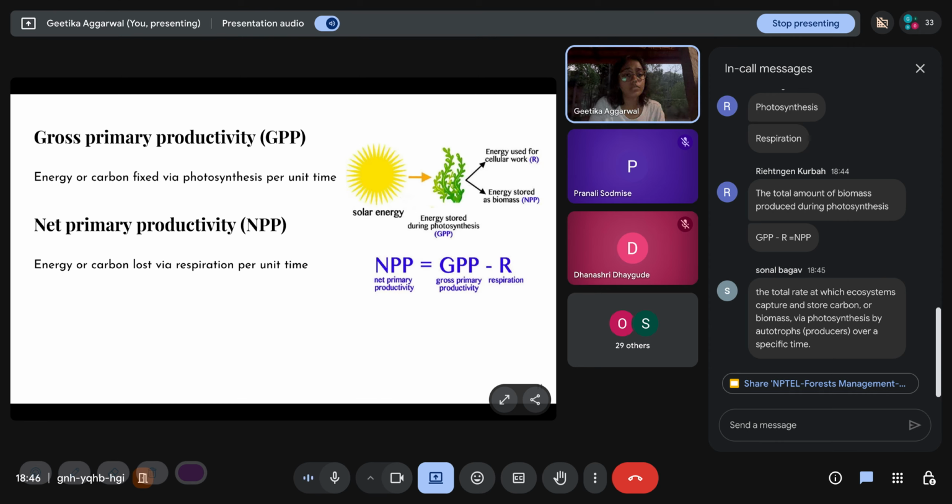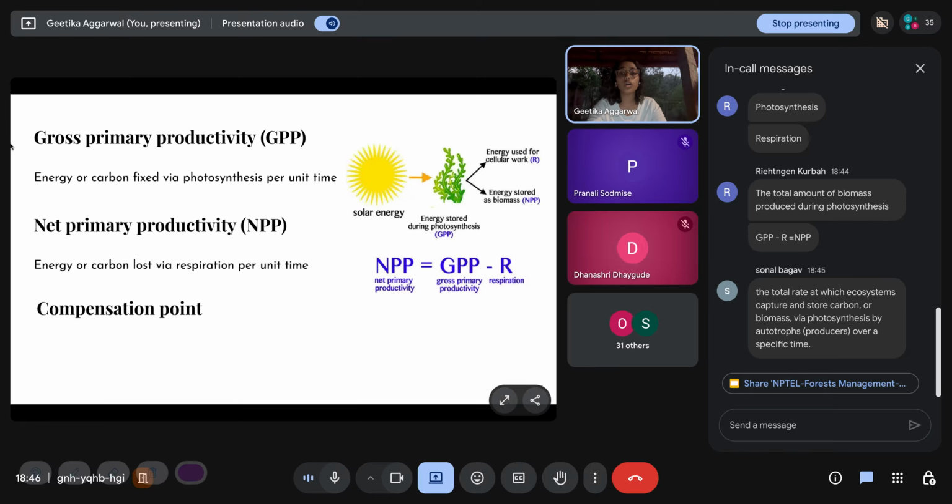Total rate at which ecosystems capture and store carbon or biomass by photosynthesis by autotrophs over a specific time. Yeah, so that is correct. So basically, net primary productivity is gross minus the amount that is lost in respiration. So I think my definition that's in the slide is slightly wrong. It should be gross minus the amount of energy or carbon which is lost via respiration. So this line here I will correct before I send you guys the slides. Okay. So basically, net primary productivity is gross primary productivity minus respiration.